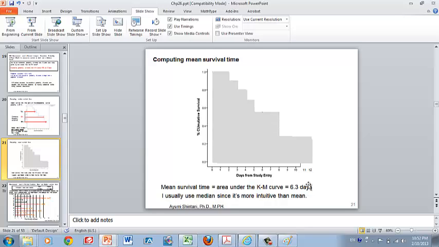You can also obtain the mean survival time, which is the area under the Kaplan-Meier graph. If no one had an event, the mean survival time would simply be the total follow-up time, which is a rectangle area, 1 times 12. The more events occur early on, the less area you have under the Kaplan-Meier graph. In this case, the mean survival time is calculated as 6.3 days.